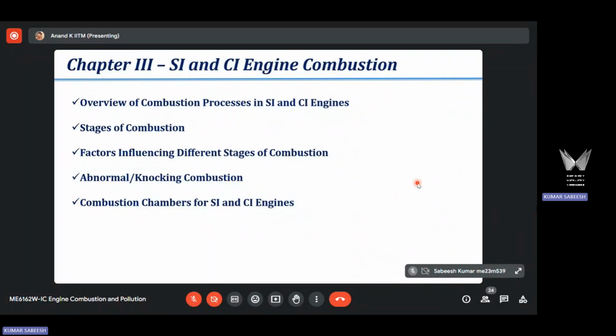Okay, welcome back. We are in chapter 3. We have discussed in this chapter about SI engine combustion. In the last class I started discussion on the CI engine combustion. As I said earlier, we are going to follow the same sequence.